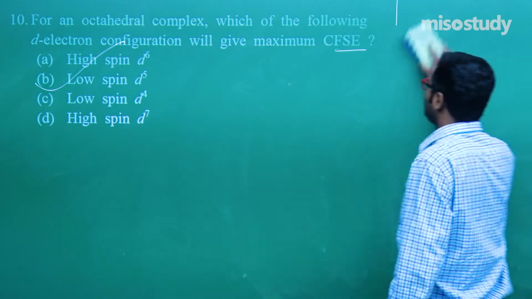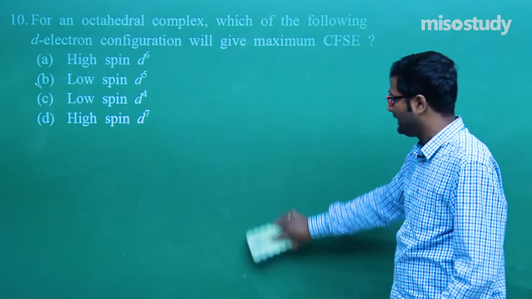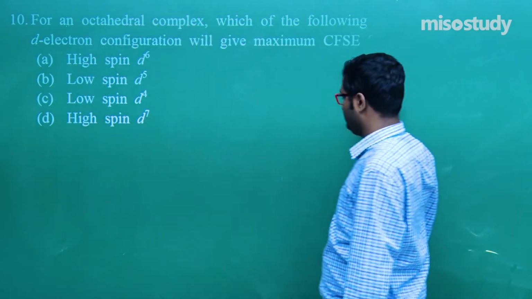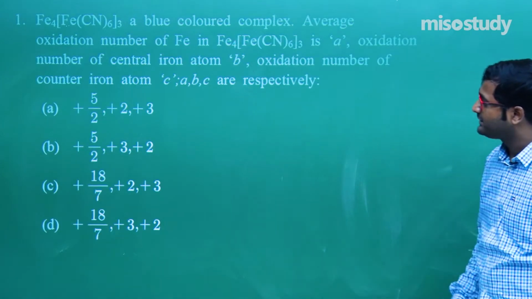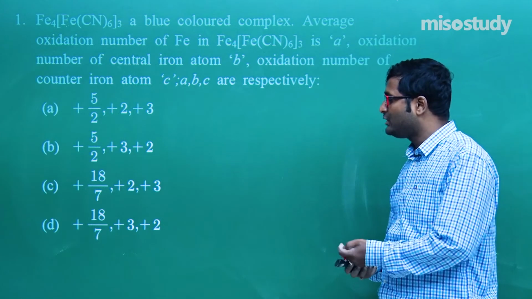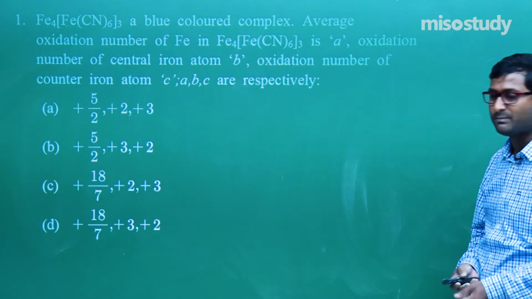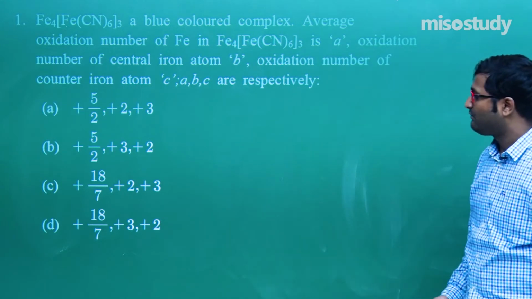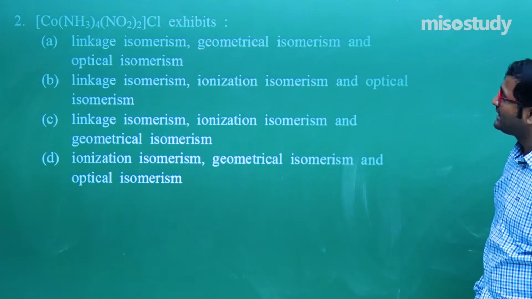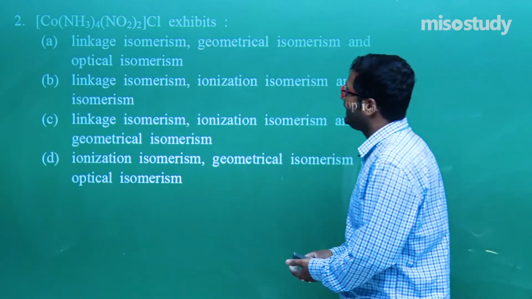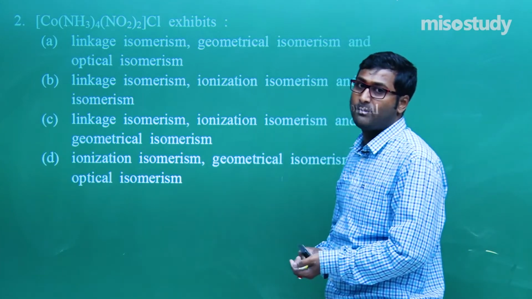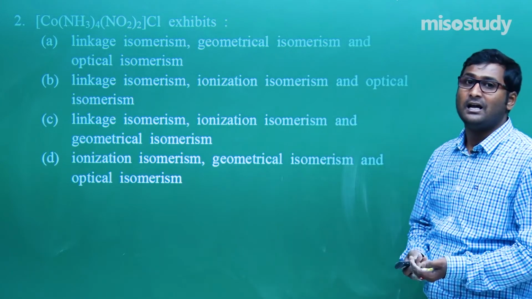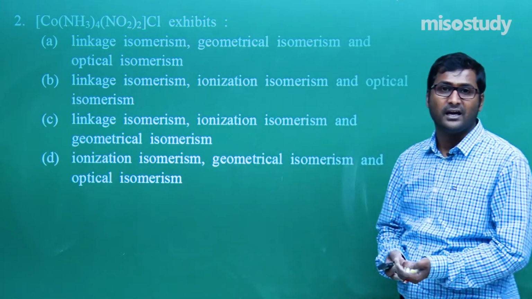So we review the answer again. Wait for a moment. Now check it out what I am telling. Now for this question, tell me what is the option. This is one of the best questions. C option, average oxidation state plus 18 upon 7. For B plus 2 and for C plus 3. Now for the complex, as I told you, it shows linkage isomer, it can show ionization isomer, it can show geometrical isomer A4B2, but optical isomer is not possible. There is an involvement of plane of symmetry.